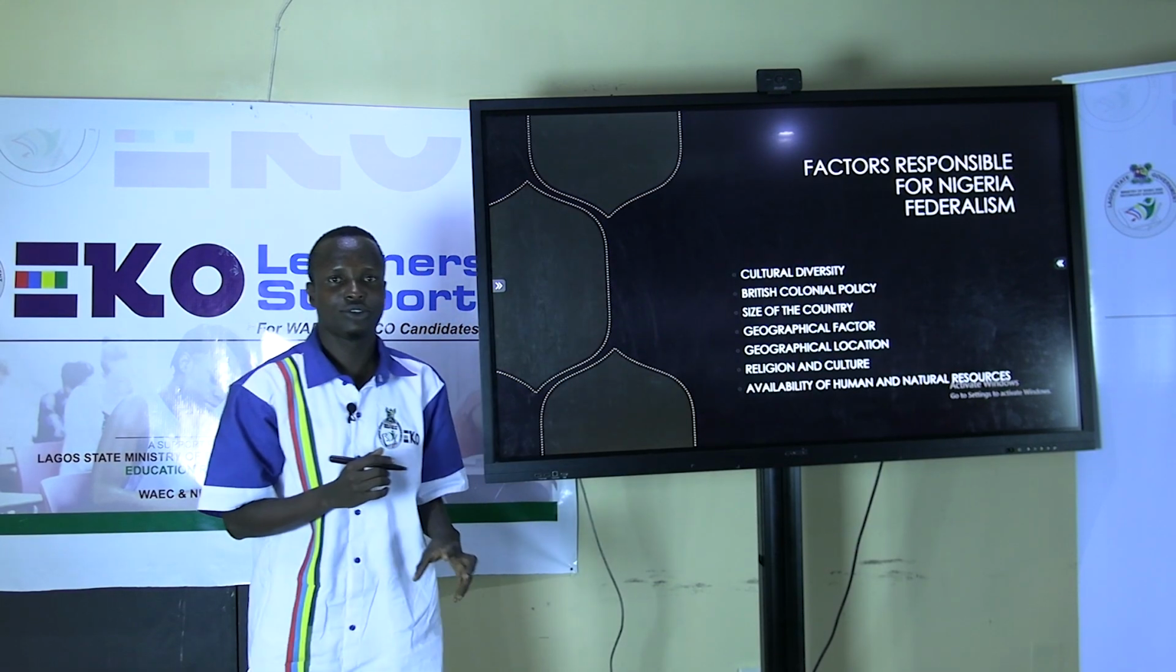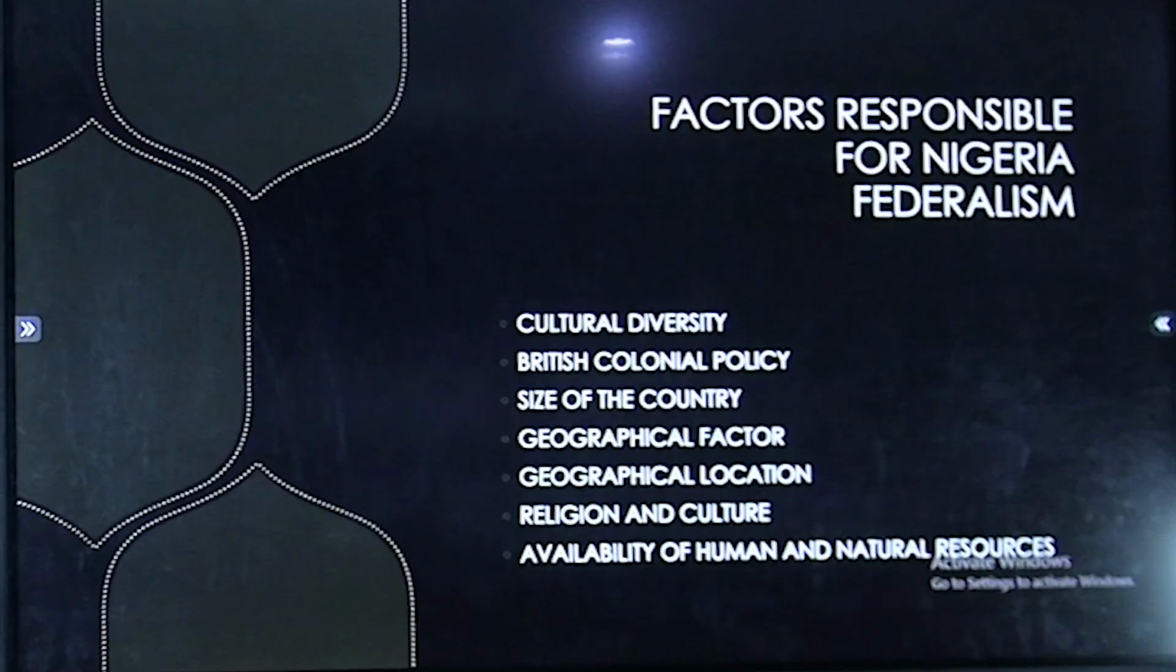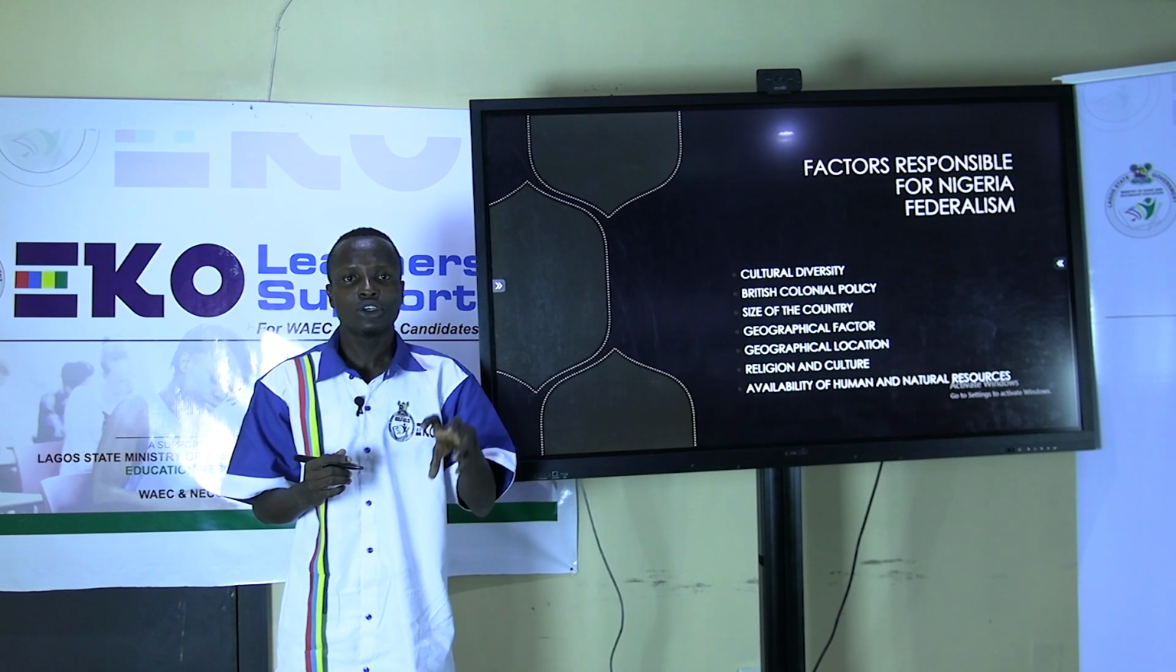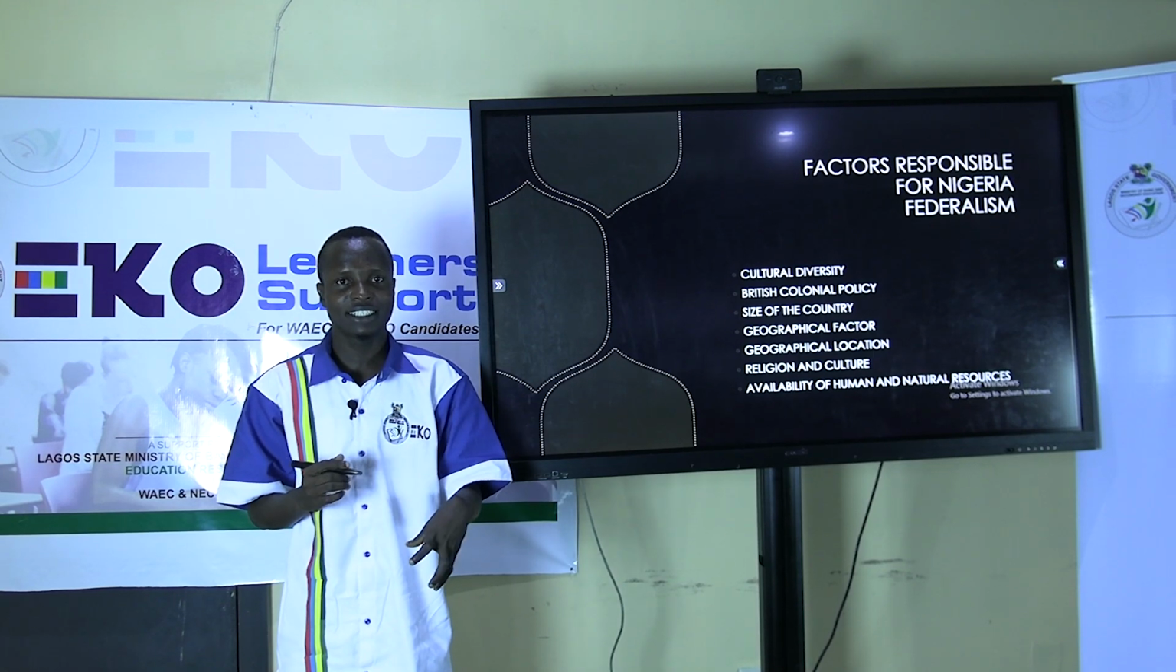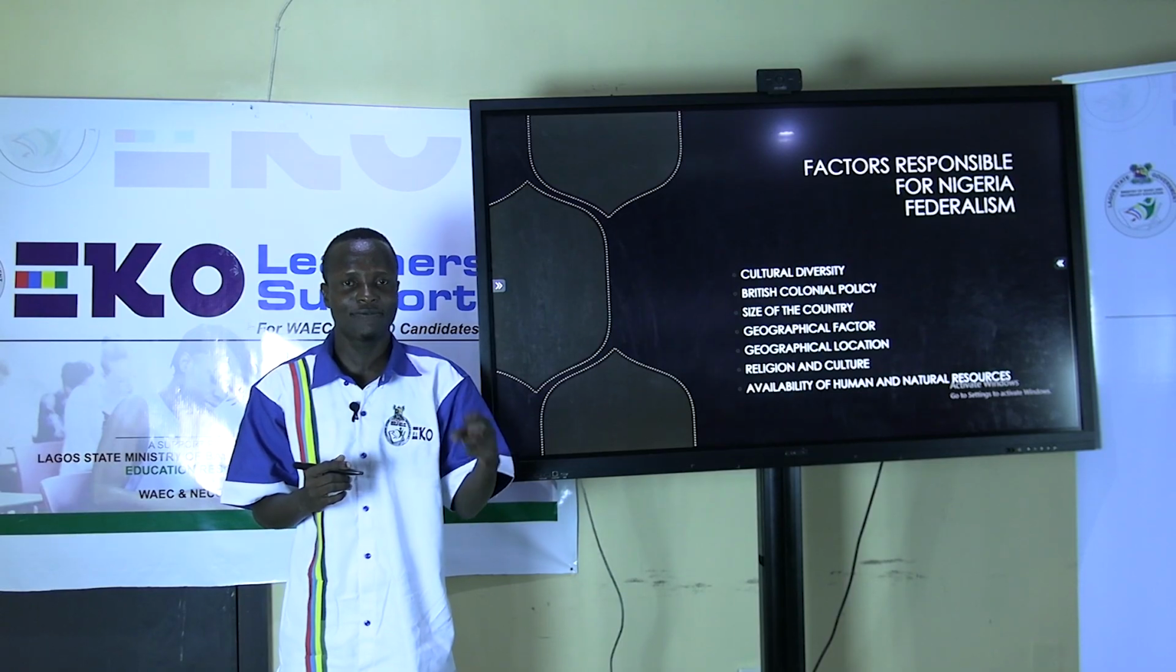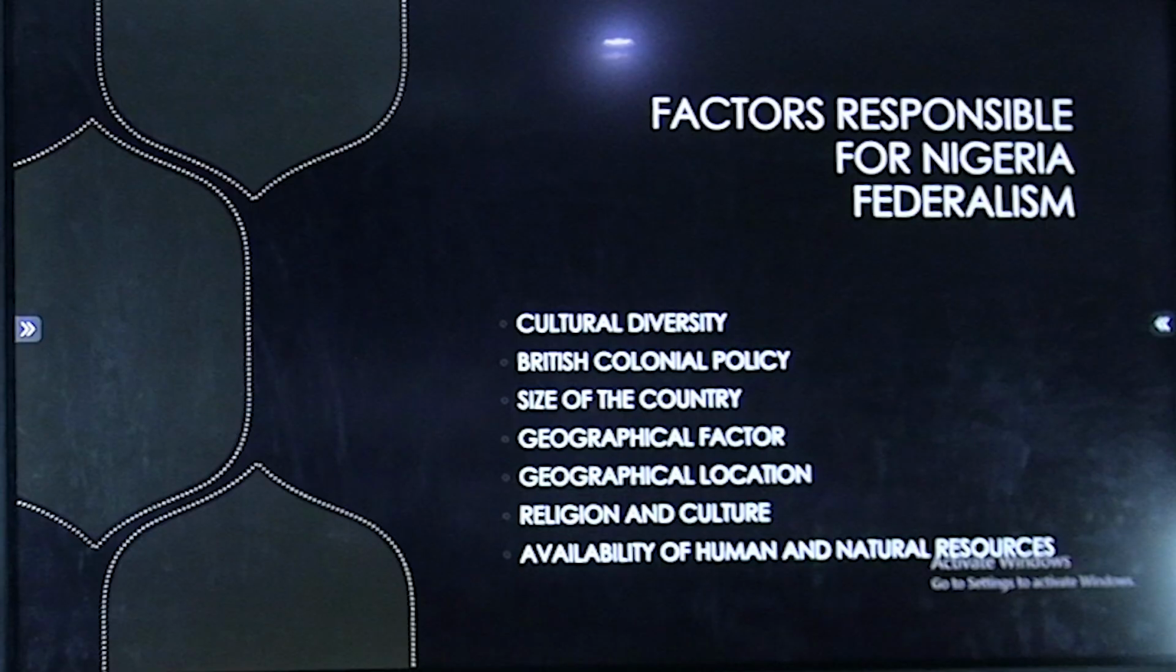Geographical location. Nigeria is located in Africa, a continent where most countries practice federalism. That's the reason why Nigeria is practicing federalism. Religion and culture. We have three major religions in Nigeria: Christianity, Islam, and traditional religion.